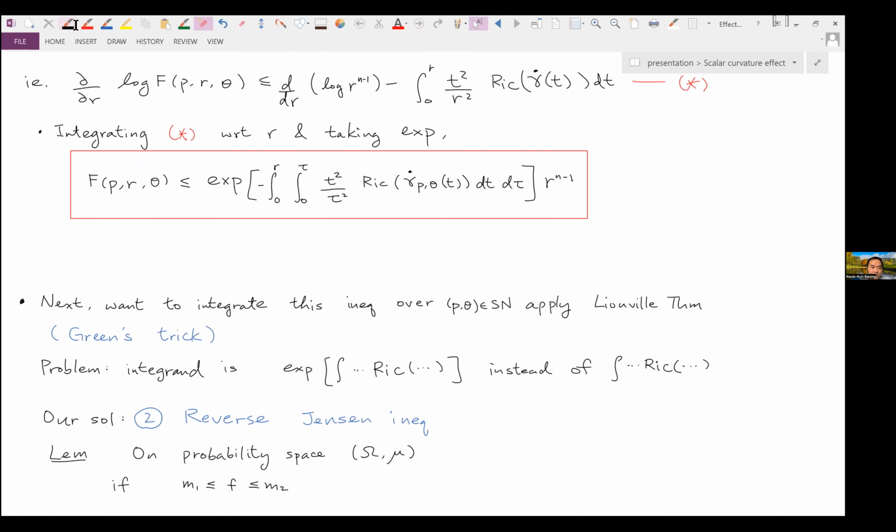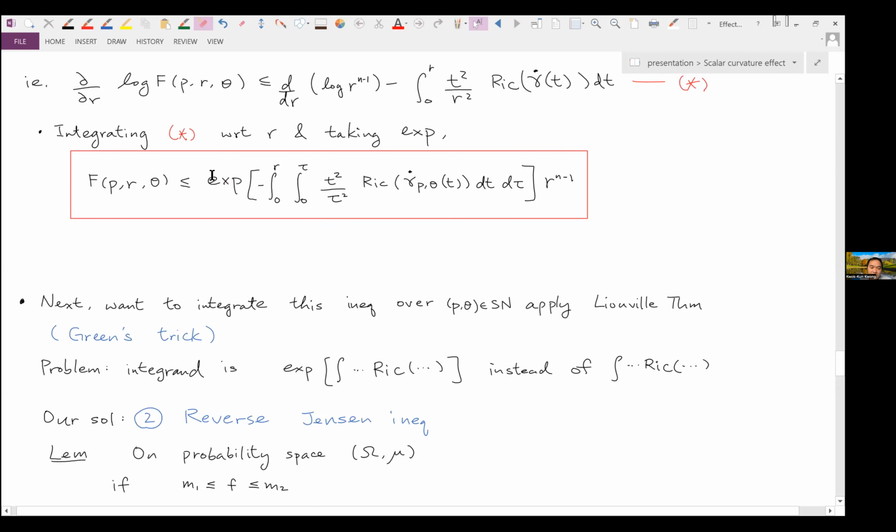the Liebow's theorem. Okay, so if you can actually integrate around with respect to p and theta like this, then you can cook up the term scalar curvature. You can cook up the scalar curvature R here. But you can't really do this because there's an exponential function here, right? So there's an exponential function.